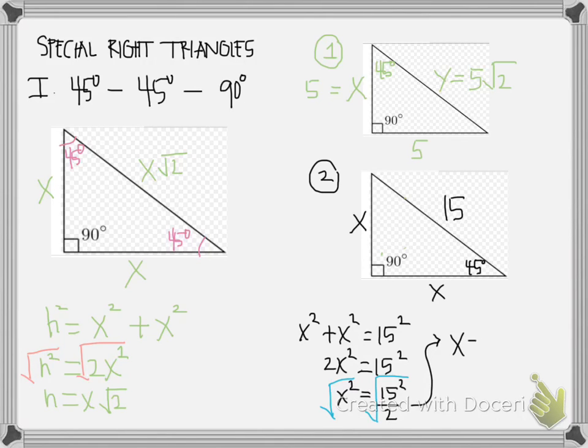When you take the square root of a square, that's just going to be 15 over square root of 2. Remember, we don't like the square roots at the bottom, so we multiply by square root of 2. So my x, my sides, are going to be equal to 15 square root of 2 over 2. So both of these sides would be 15 square root of 2 over 2.